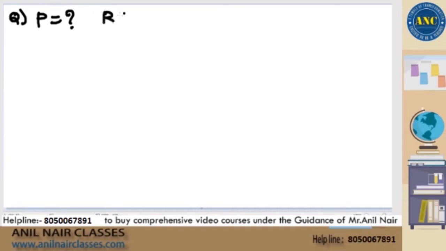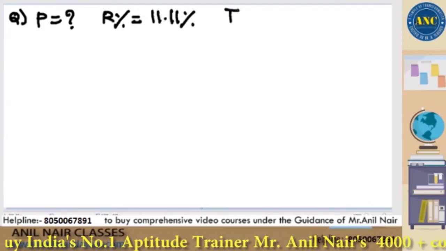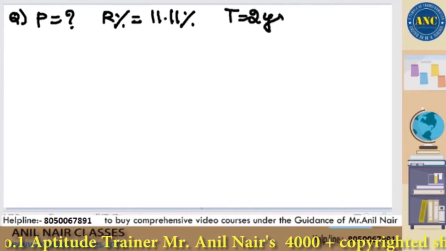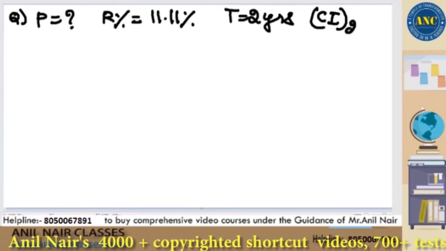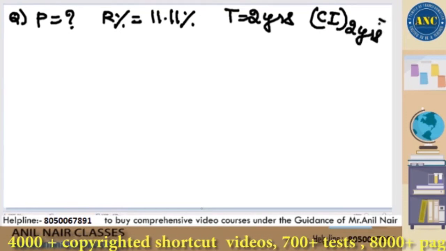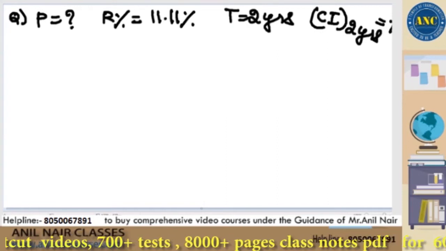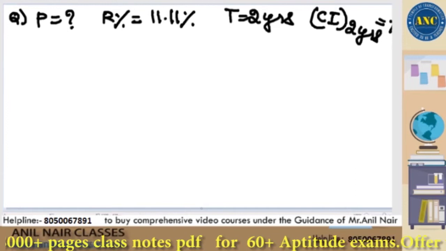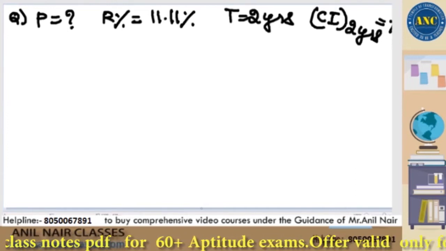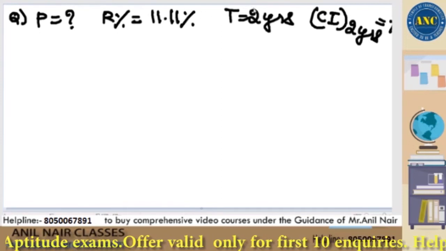R percentage is 11.11 percentage. Time period is 2 years. Compound interest for 2 years is 70. If compound interest for 2 years is 70, R is 11.11, time period is 2 years, find the principal. Again, listen carefully.